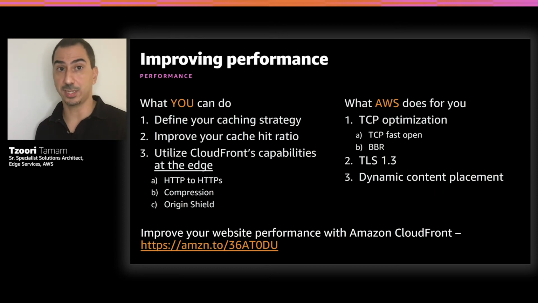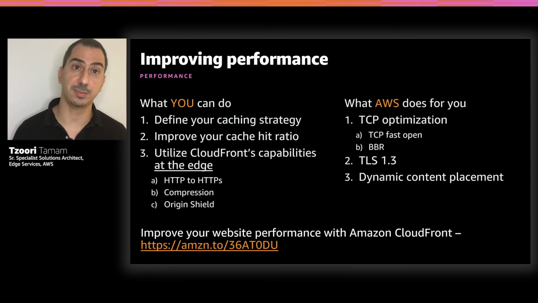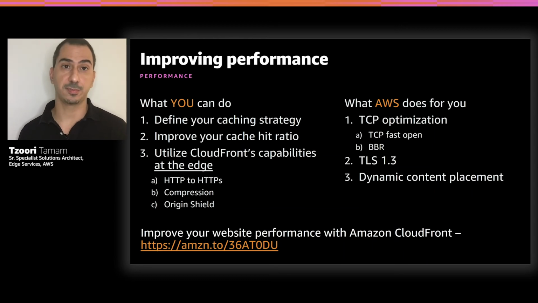Don't use it just as is out of the box. But if you still use it just as is out of the box, there are a few things that we've done to improve performance on your behalf. Things like TCP optimization. Whenever a user starts their TCP handshake with CloudFront, we will use TCP Fast Open, which means it only takes one round trip to establish a TCP connection. So that's one round trip for TCP and then one round trip for TLS 1.3. That's only two round trips before users can start pushing the requests toward your origin through CloudFront. That's a massive improvement in performance.